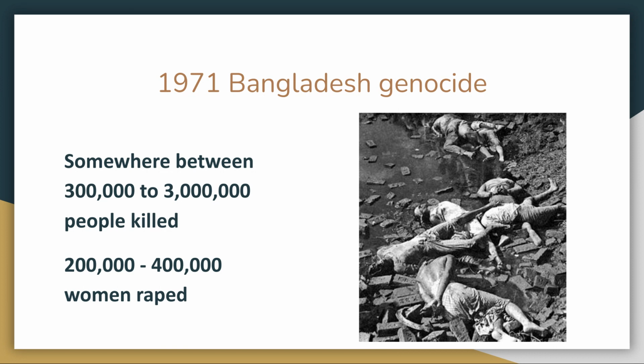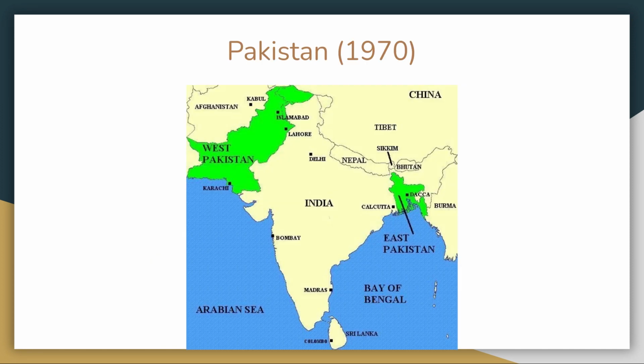That event during that year is where somewhere between 300,000 and 3 million people were killed, and 200,000 to 400,000 women were raped. This is a horrific event. The reason why there's such a wide range in numbers is because we don't know for sure how many people were killed. It's something that is rarely talked about, but it actually fits into our topic of the Cold War.